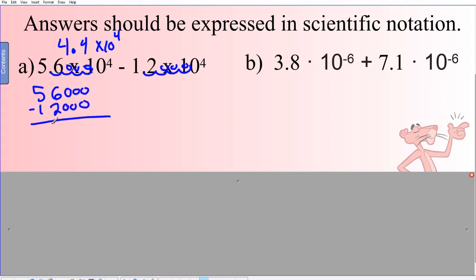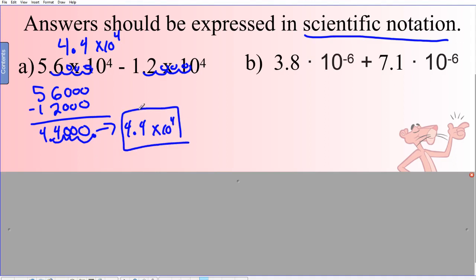And then subtract them. 0, 0, 0, 4. Oop. I said it. I didn't write it. 4. 4. And then because it says answers should be expressed in scientific notation, then you would take this and change it back into scientific notation. So that'd be 4.4, because the decimal goes between here. And then you'd have to move the decimal from the end to here. 1, 2, 3, 4 places. And look at that. I got the same answer.